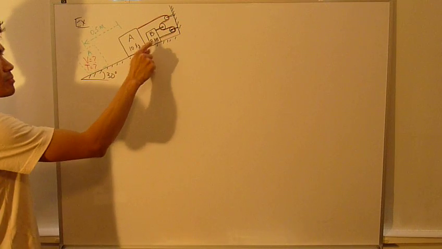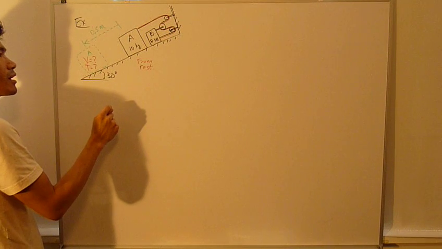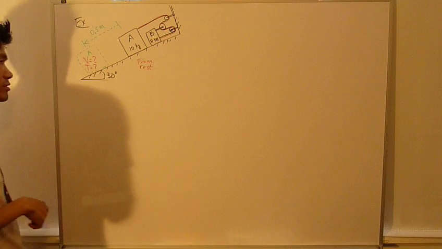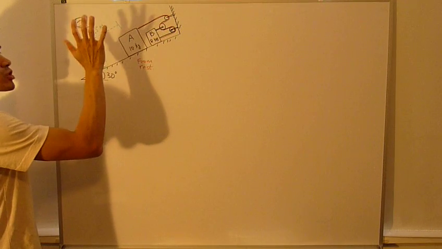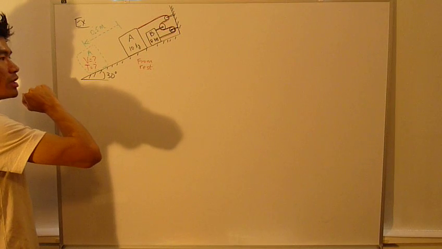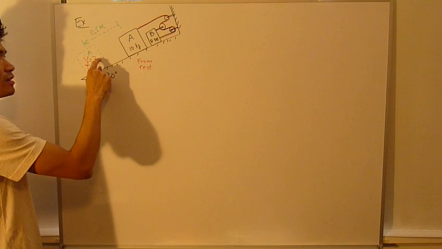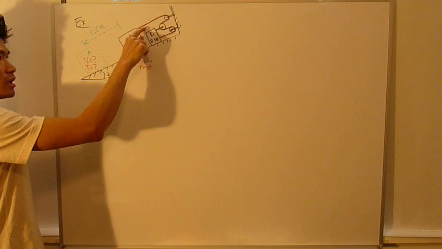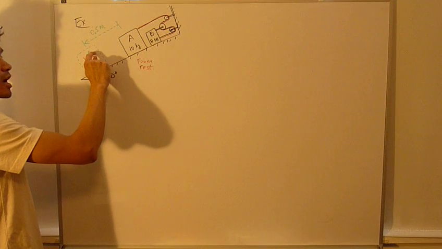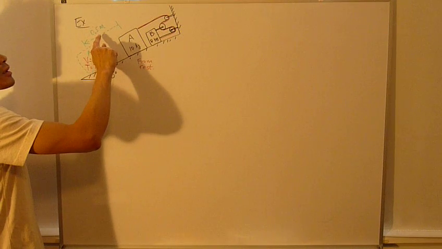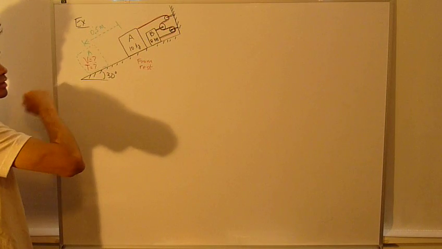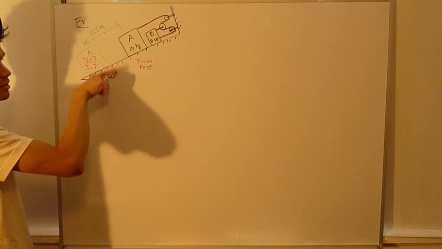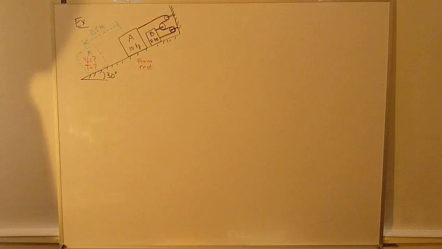The masses of A and B are given, and they start from rest. So now A will start to slide down, and you're asked to find the velocity and tension in the rope of A after A has traveled 0.5 meters down, and the slope is at a 30 degree angle.